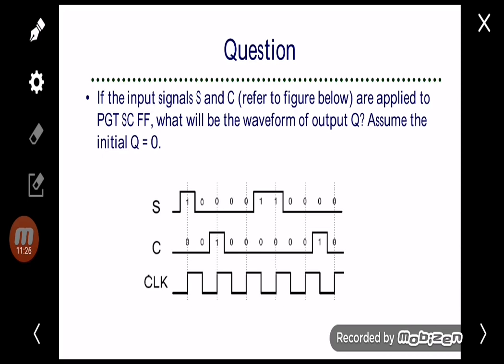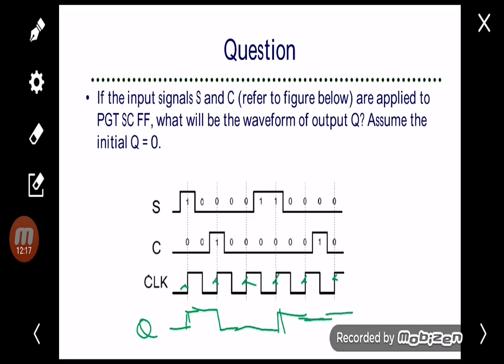So like this one, if the input signals S and C in the figure are applied to a PGT flip-flop, PGT means positive going transition. So over here, over here, over here, over here. What will be the waveform of output Q? We need to assume Q is 0. So we have Q over here, initially 0. The first one is 1 0, so Q will become 1. And then the next clock is 0 1, so it will change to 0. 0 0 is 0 until the next clock. 1 0 is 1. And then 0 0 remains unchanged until the next clock. 0 0 is 0. Okay.